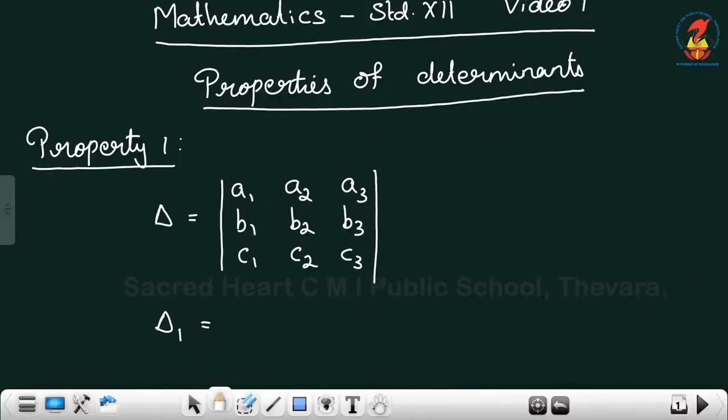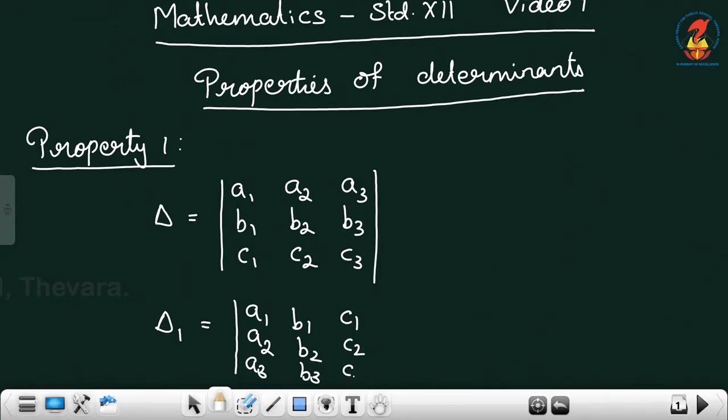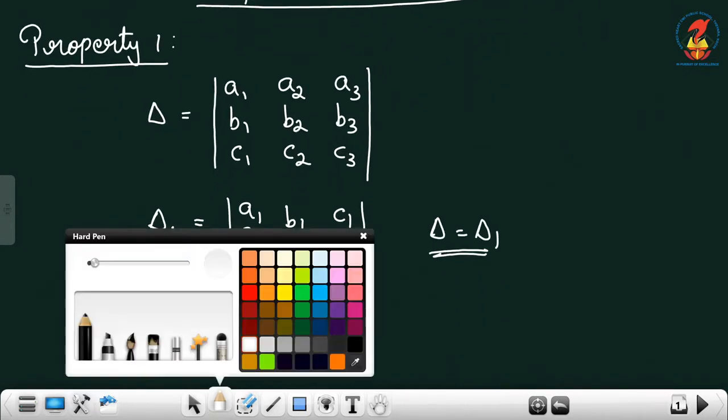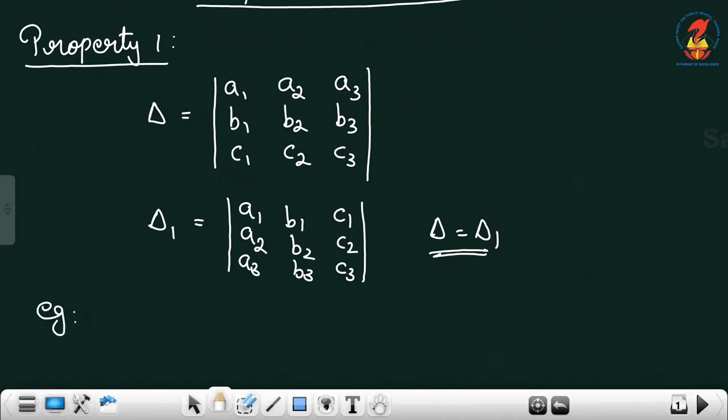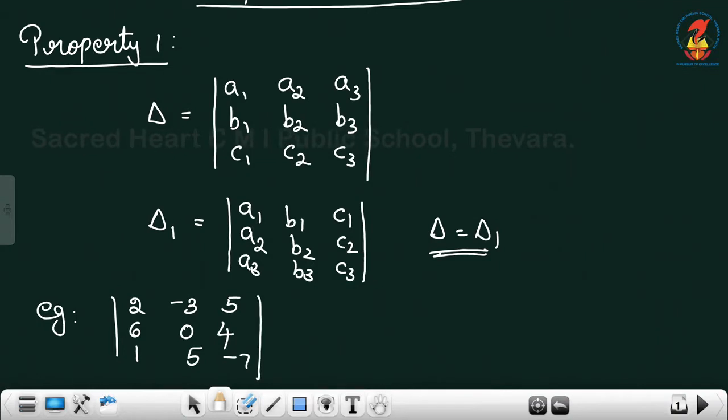Let delta 1 be the determinant with rows and columns interchanged: a1, a2, a3, b1, b2, b3, c1, c2, c3. So the property says that delta and delta 1 are equal. Let us check an example. Determinant 2, minus 3, 5; 6, 0, 4; the next one 1, 5, minus 7. Let delta be equal to this determinant.